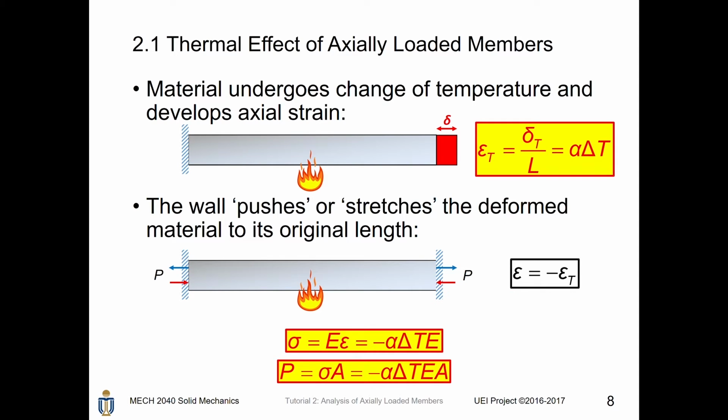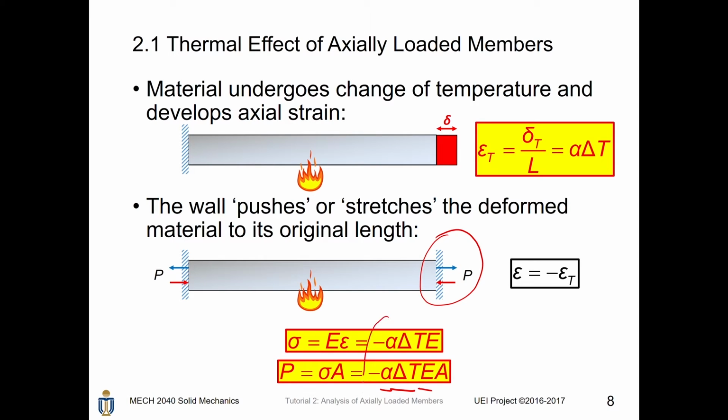So what is the axial stress caused by the clamped end? We know stress equals the Young's modulus times the strain. Now the strain is the negative of the thermal strain, so we will make the substitution. Still remember the thermal strain equals alpha times the change of temperature. Therefore, the stress equals negative of alpha delta T times E. Similarly, for the axial force, you just multiply the stress by the area of the cross-section, then you will get minus alpha delta T E.